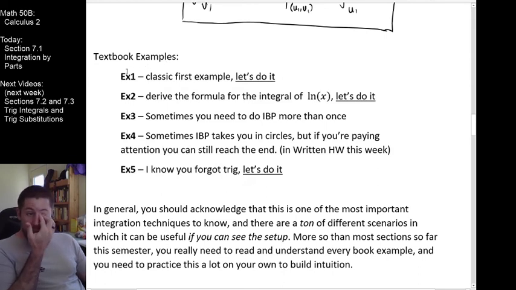The textbook starts off with example number 1, which is a very classic first example. There's like one of two problems that are always everybody's first integration by parts problem. They did one of those two as their first example. We're going to do that example together.